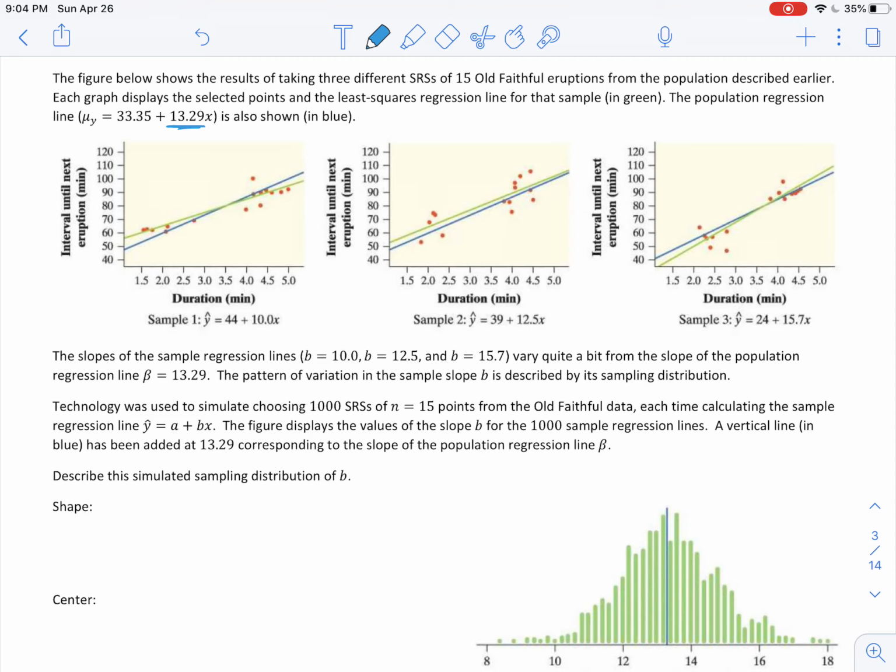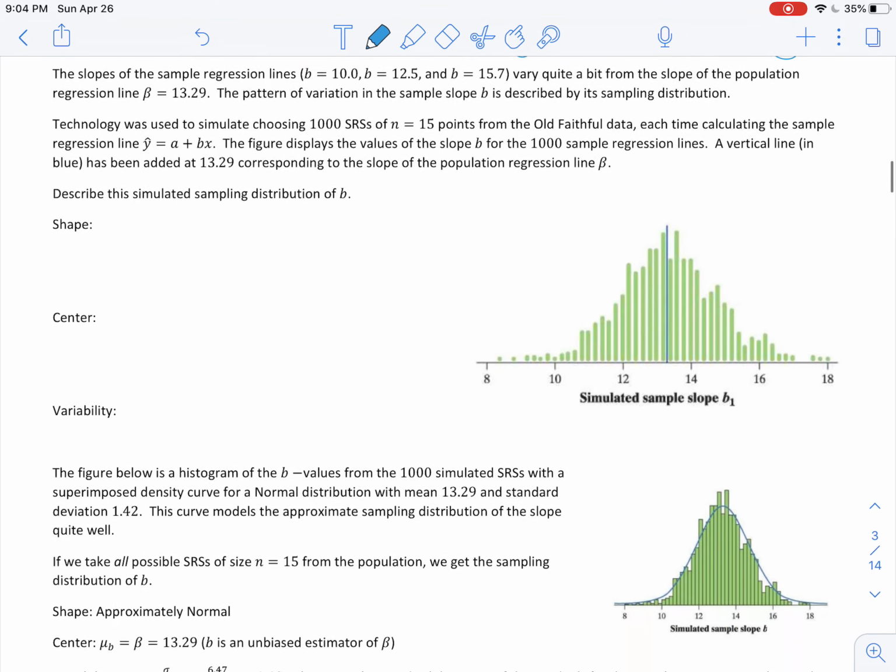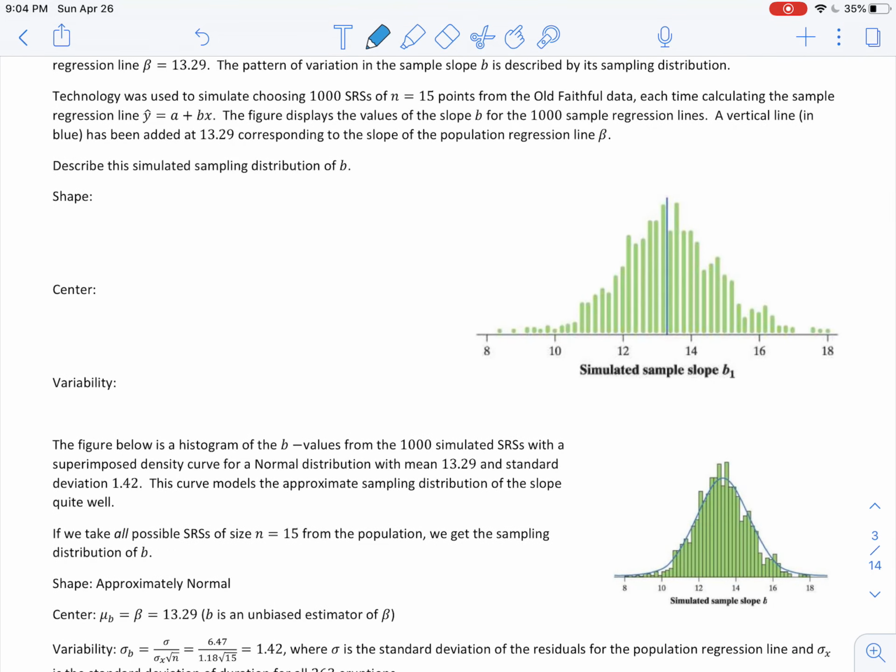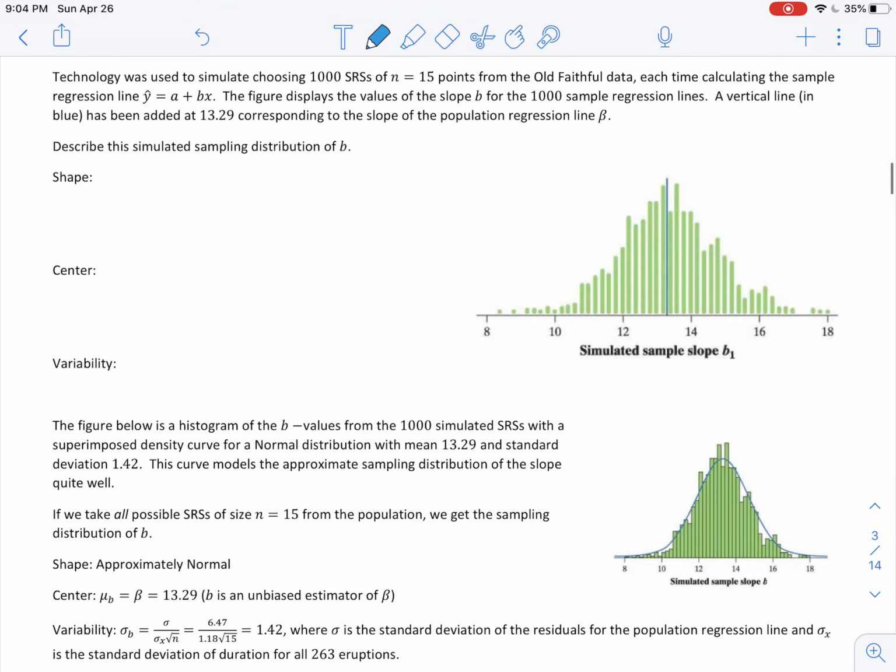There's a lot of similarity there, but the thing that we're focusing on are the slopes. We know the population slope is 13.29. But if you compare that to the slopes of the samples, you get 10, 12 and a half, 15.7. There's a lot of variability in what these sample slopes are. Sampling variability happens, but we're trying to look at the pattern that happens each time.